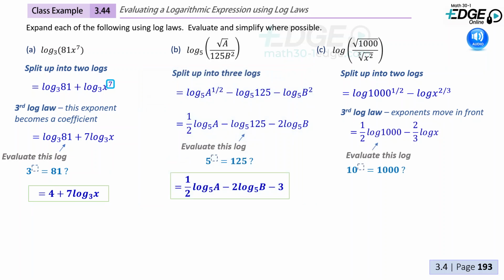And then we'll evaluate anything that we know. So let's just look at this section right here. So log of 1,000. So remember, that's log base 10. So 10 to the power of what is 1,000? So 10 to the power of 3 is 1,000. So it's going to be 1/2 times 3 minus 2/3 log x. So then just rewriting 1/2 times 3 as 3 over 2 minus 2/3 log x.